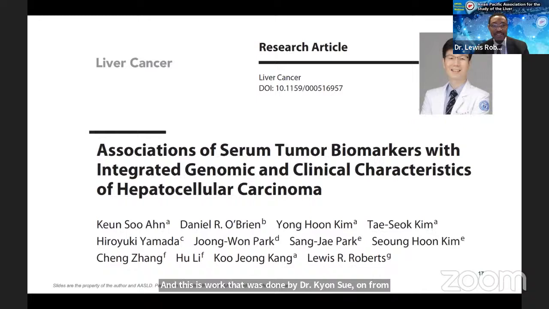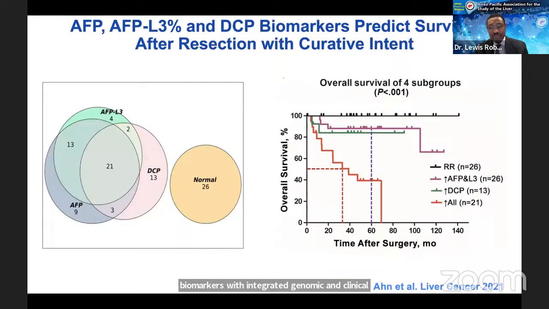And we looked at associations of the serum tumor biomarkers with integrated genomic and clinical characteristics of HCCs. And so what we did was we had done this large project, the Cancer Genome Atlas, that was funded by the National Cancer Institute and the National Human Genome Research Institute here in the United States. And we had assembled HCCs from patients who had received resections, actually throughout North America. We had sites in Europe, and then we had sites in Asia as well that contributed samples to this project. And of the approximately 400 samples that we received, we had serum samples available for about 90 of these patients. And so we performed testing for the AFP, AFP-L3, and DCP. And then, of course, we had very extensive genomic characterization of these tumors.